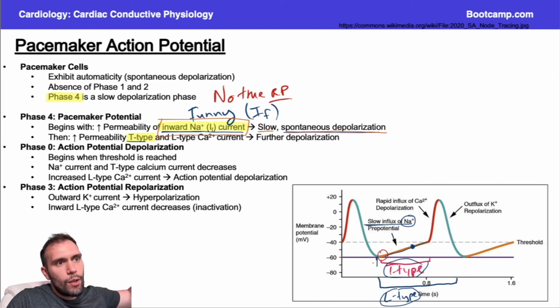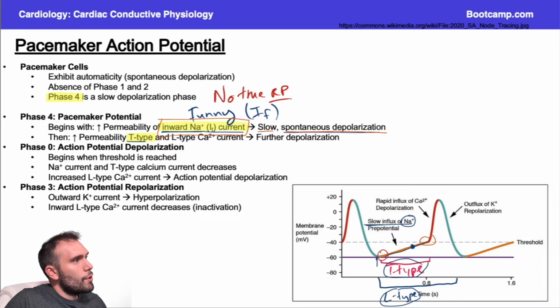There doesn't need to be cells around this particular cell to activate it. It's just going to spontaneously do this after a repolarization. So these channels are going to get activated after this repolarization phase, and then they're going to slowly eventually reach this threshold. And they're going to do that in conjunction with these other channels we mentioned, these other calcium channels. Now, once this threshold is reached, we're going to phase 0.